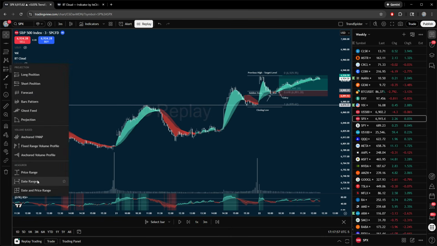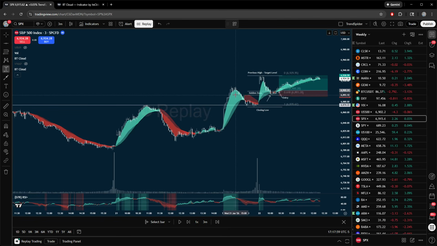That's a complete walkthrough of how I trade using the BT Cloud system and Golden Zone strategy. We set up the indicator, identified the golden zone, waited for the perfect entry setup, selected the perfect strike, and executed a profitable trade. Remember, this system works when you work the system. Be disciplined, follow the rules, and manage your risk.